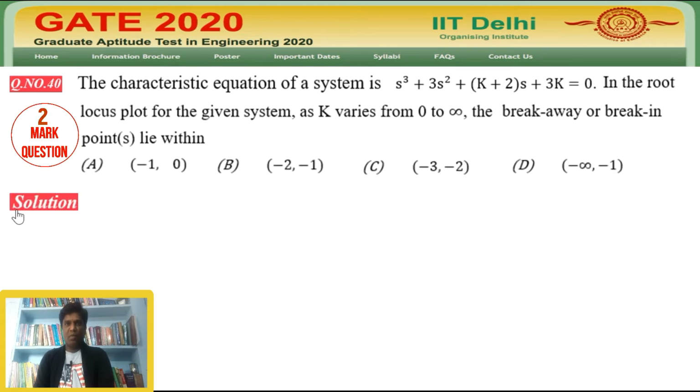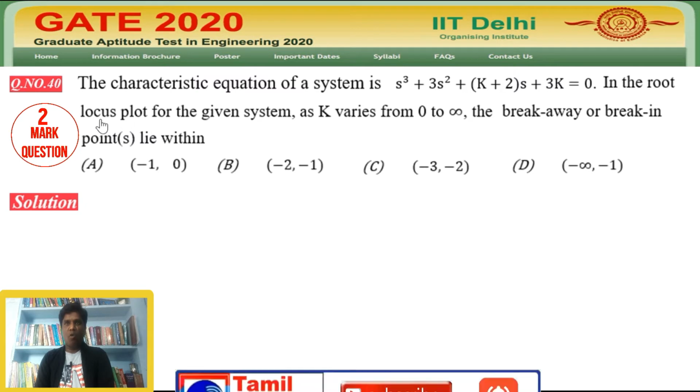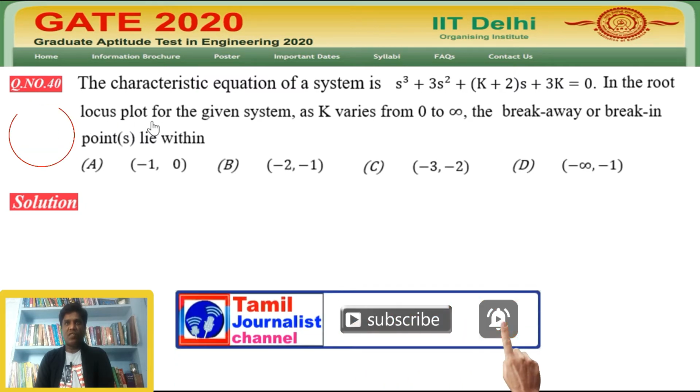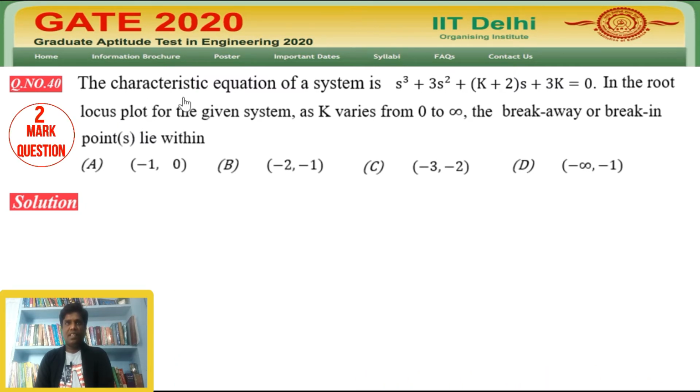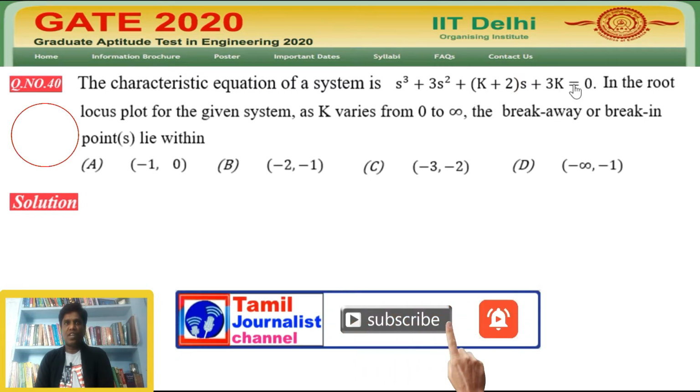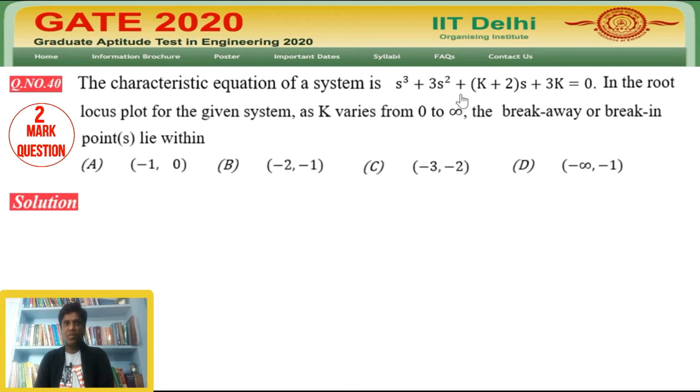The solution of the problem. This problem is based on the root locus concept. Basically, a root locus problem can be solved by using the open loop transfer function of a system. But the given question is the characteristic equation of a system. So, here we want to convert the characteristic equation into the open loop transfer function of the system. First, convert the given characteristic equation into the general closed loop characteristic equation form.